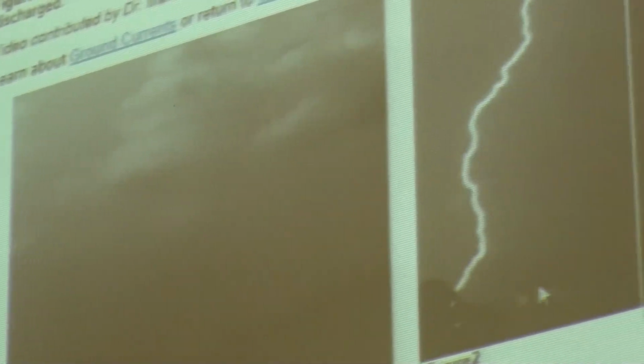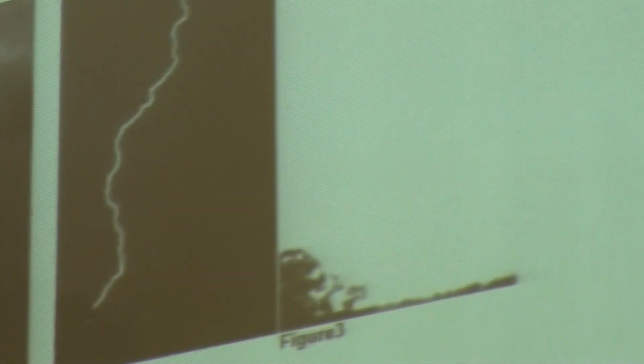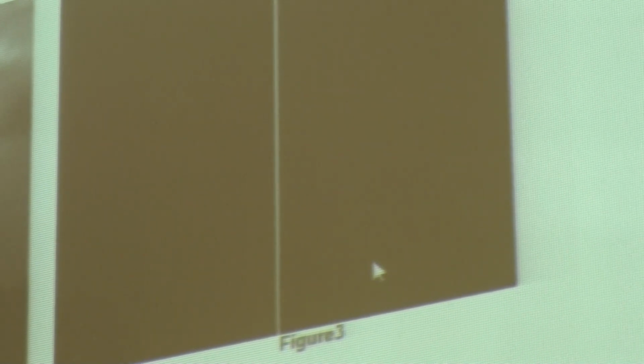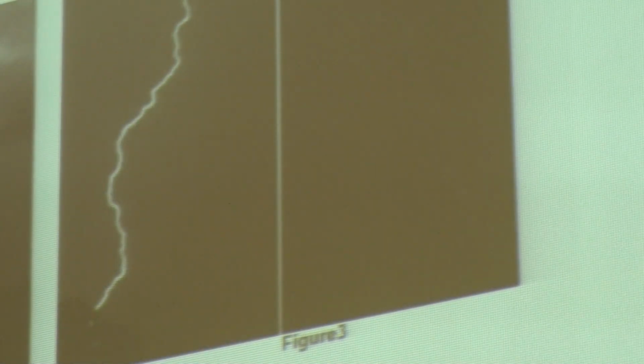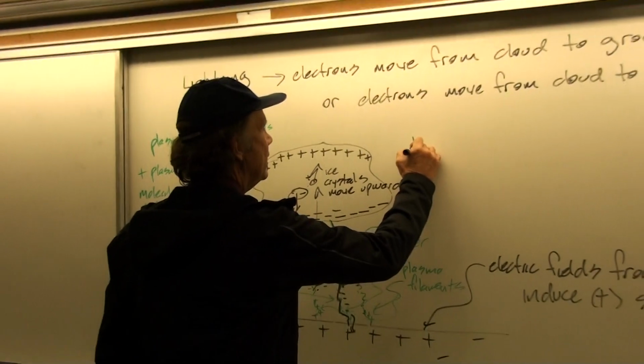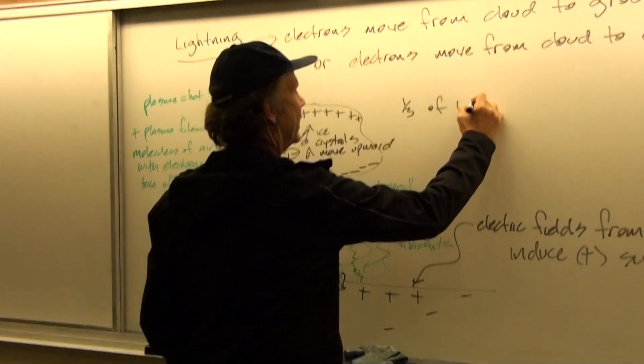That you can see that in slow motion it looks like the flow of charges from the ground to the cloud, and that's what's called a return stroke. But it's actually a misnomer, because it's really always electrons traveling from the cloud to the ground. Okay, so perhaps 1/3 of lightning bolts follow this pattern.